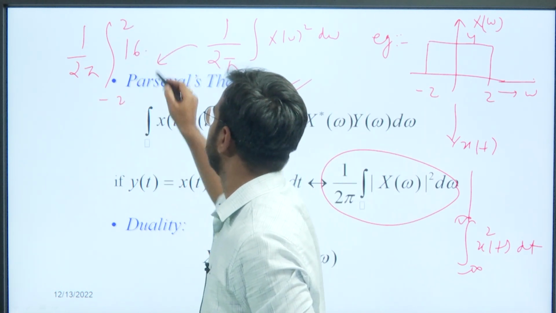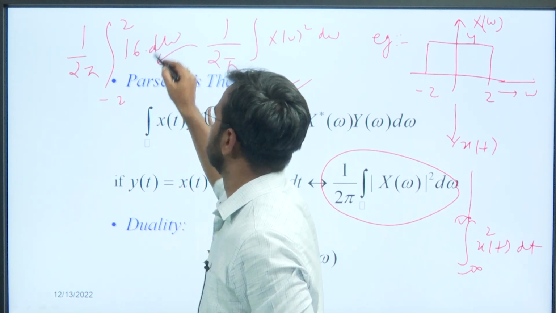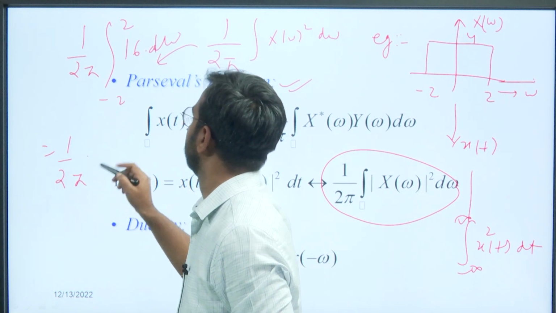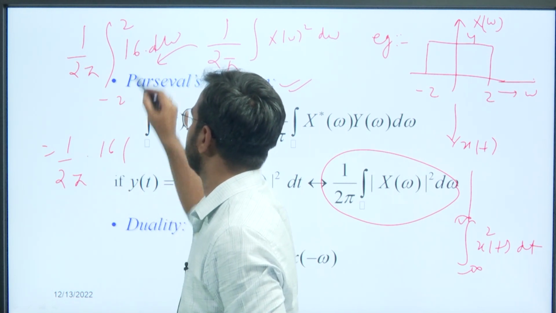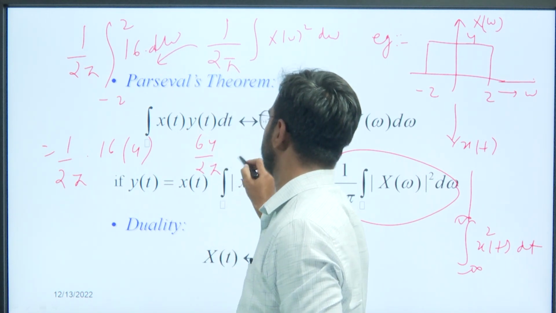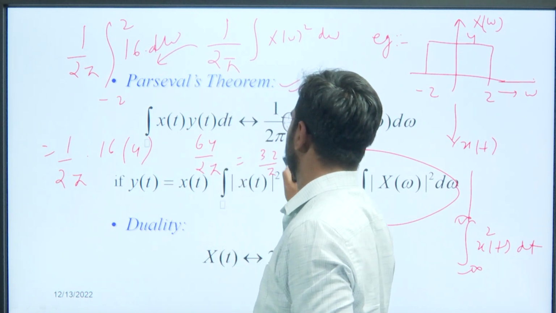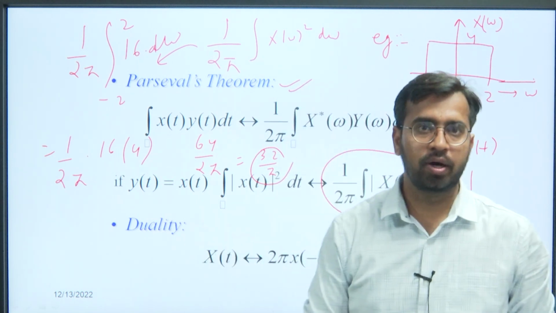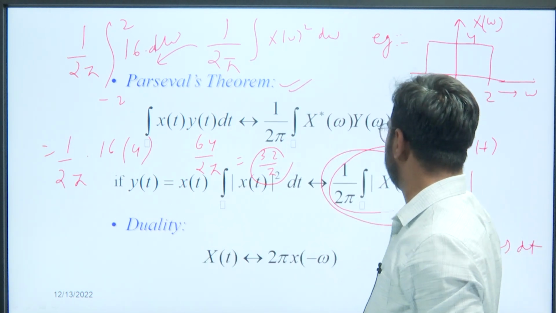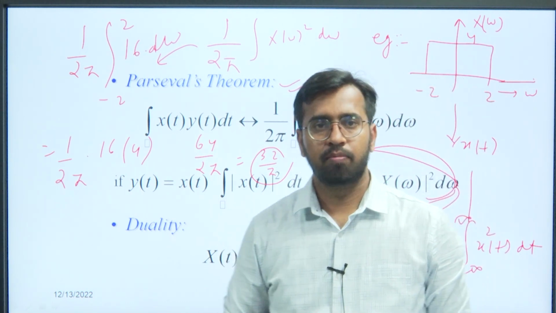So what result will you get? You will get 1 upon 2 pi times 16 into 4, that is 64 by 2 pi, which is equal to 32 by pi. We get 32 by pi as the result. So this is very easy. You can easily find the energy by using Parseval's theorem.